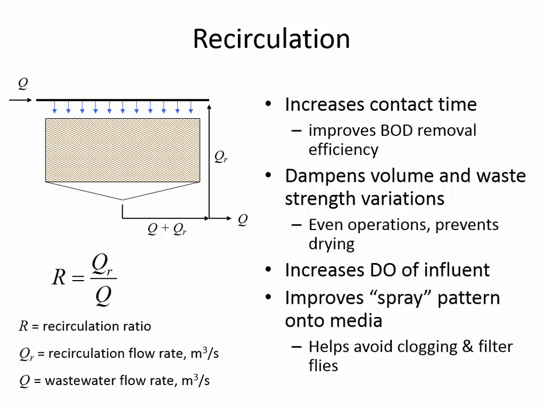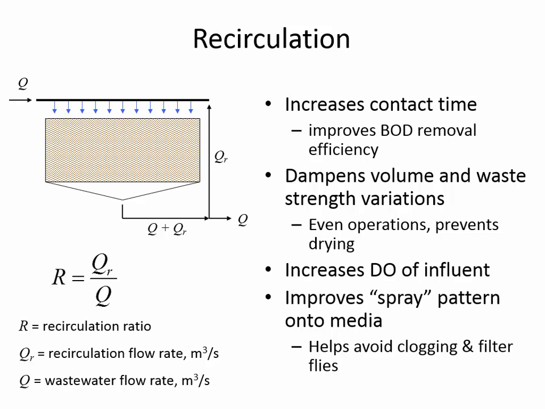And the reason why we recirculate is to improve the contact time and therefore the removal efficiency, to try and dampen the variations in waste strength and volumetric flow rate at night. Even if you just have a trickle of water coming in, you can continue to recirculate the water all night long, and you may not be giving the bacteria as much BOD as they'd prefer, but at least it's not drying out and going to be destroyed because it's dried out.